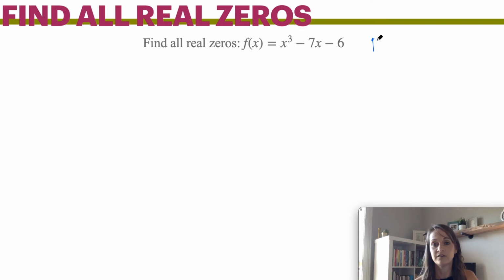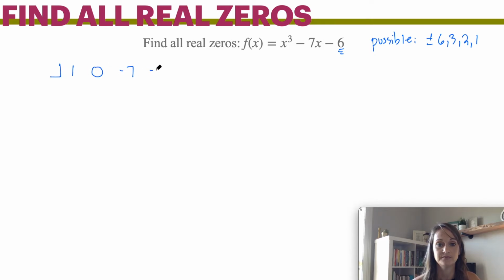First, we're looking for all possible zeros. So at this point, I know it's going to be plus or minus 6, 3, 2, and 1 because it's all the factors of the constant. So we're going to do a shelf. It's going to be 1. This would be a 0 because there is no x squared term, so you got to put a placeholder of a 0. Now, I'm going to try to use the number 1 and see if it works.